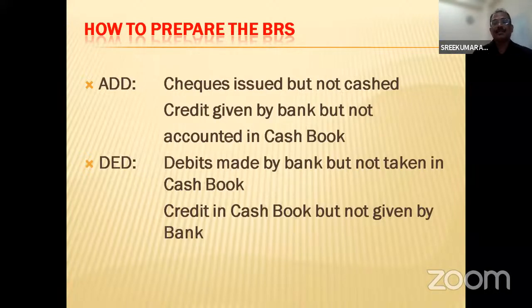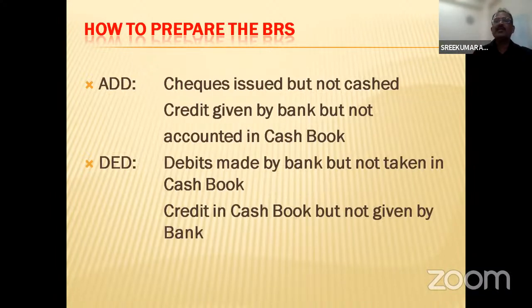Four transactions are there actually. Two transactions are to be added and two are to be deducted. Since checks issued in our cash book, expenditure has come, closing balance has come down. But since it is not encashed, since it is not debited to our bank account, this much amount has to be added to our closing balance, because that much amount will still be available with our bank.